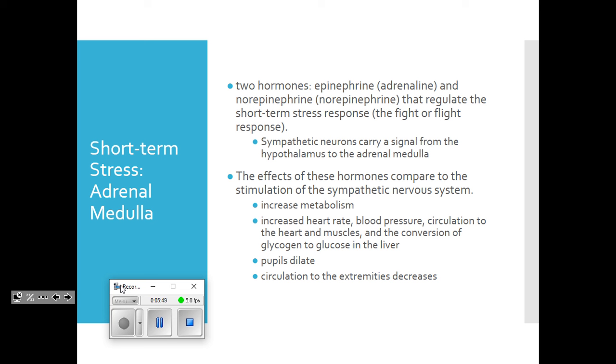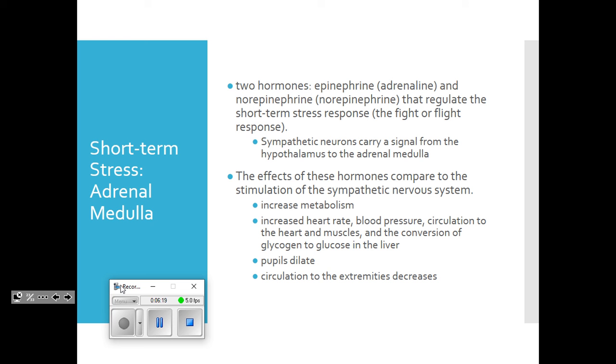Now, the effects of these hormones compare to the stimulation of the sympathetic nervous system. So, if you think about what happened when the sympathetic nervous system was activated, well, look at the things that I've listed here. It's all the same kind of stuff. Increase in metabolism. Why do you need more metabolism? Well, if you're going to run away from a Tyrannosaurus, you need some blood sugar so you have energy. Increased heart rate, so your blood is pumping faster. Increased blood pressure, kind of because of that increased heart rate.